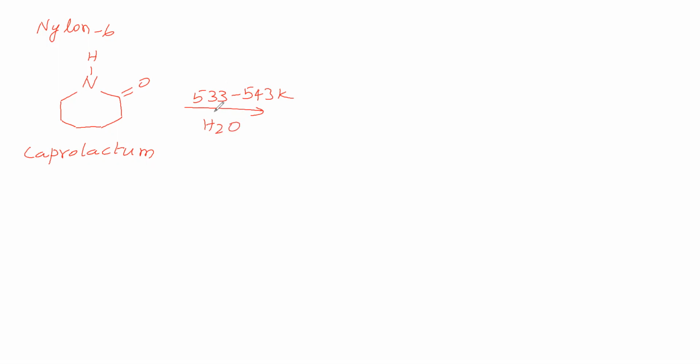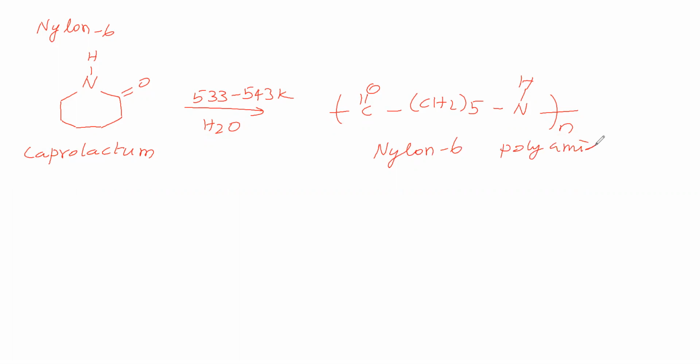Now what is happening here is that the ring is opening. This ring is opening and we are getting a group like this: C double bond O, (CH2)5, then NH, repeated n times. This is called a polyamide. This polyamide is nylon 6. How is it repeating like this? That we will see.